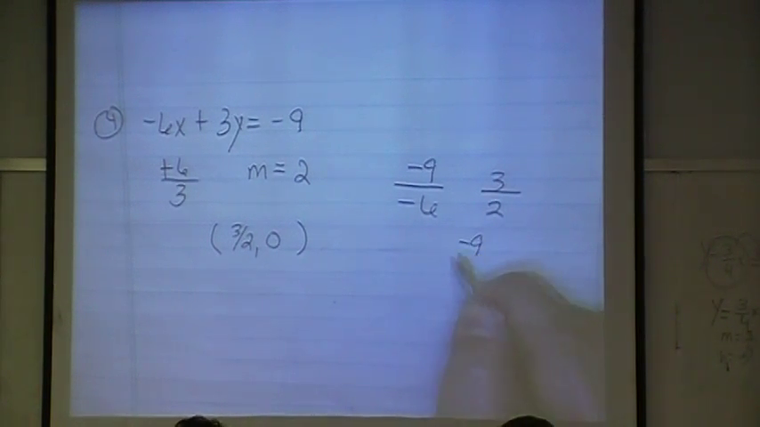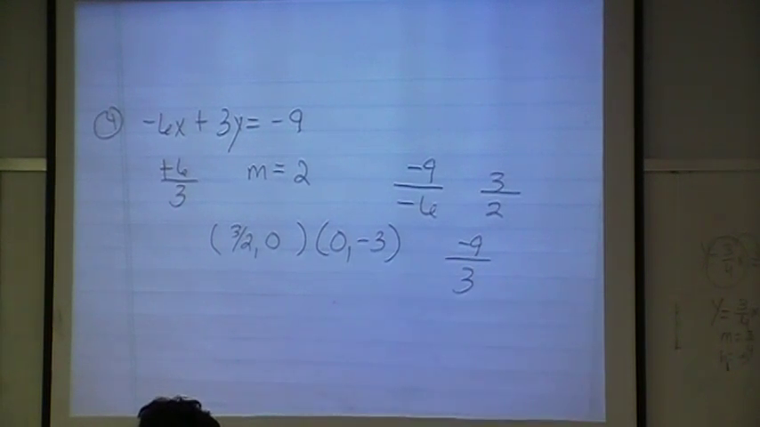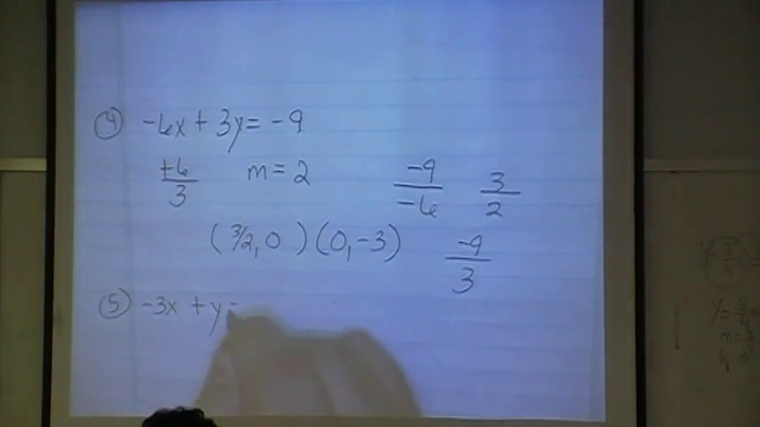So negative 9 over 3. Negative 3 should have been your y-intercept. Negative 3x plus y equals 6.